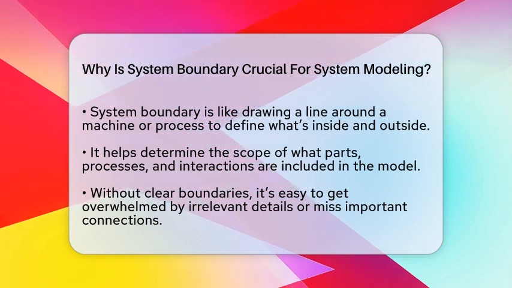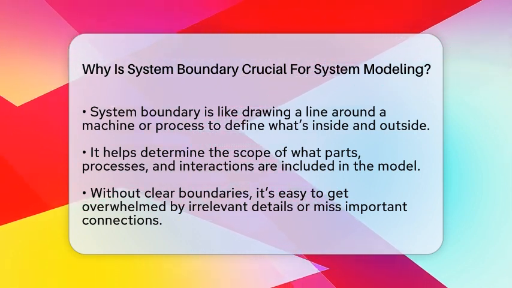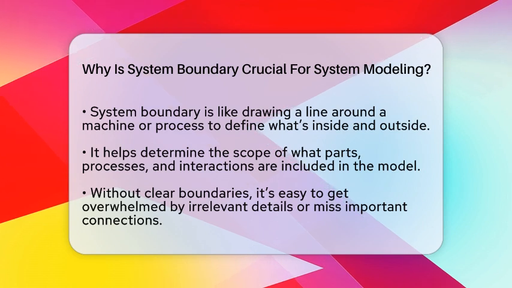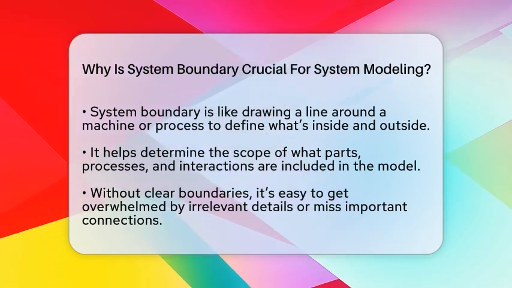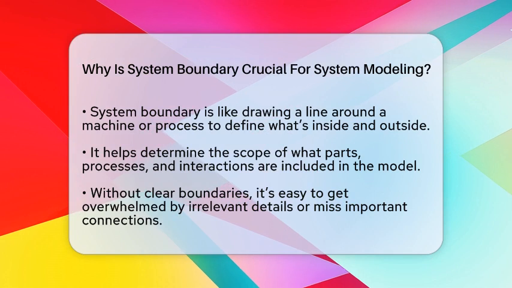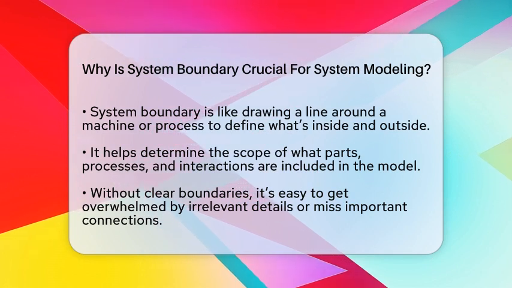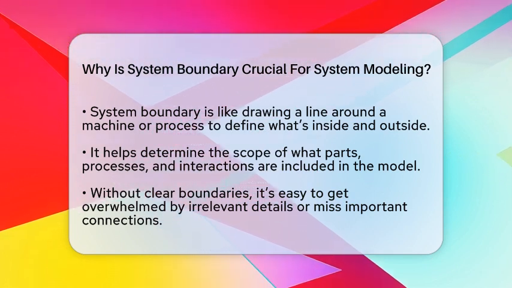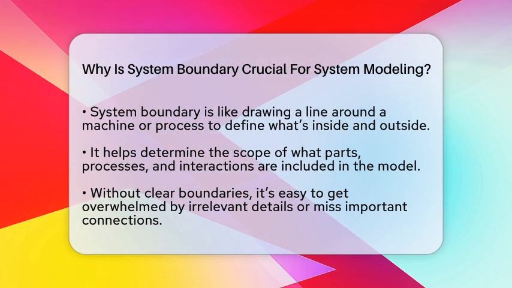In system modeling, defining the boundary is essential because it sets the scope of what we are studying. It tells us which parts, processes, and interactions are part of the system. Without this clear line, it's easy to get lost in details that aren't relevant or miss important connections.